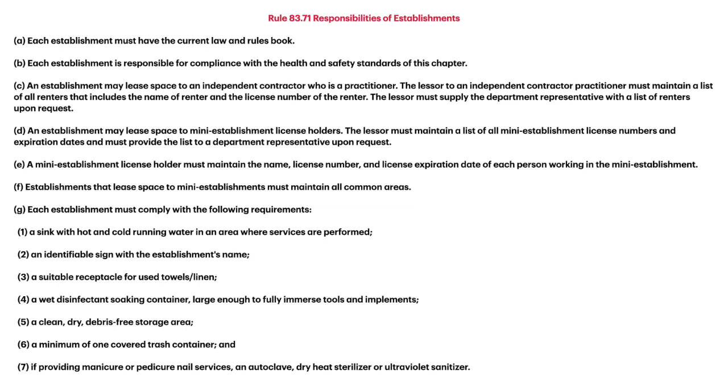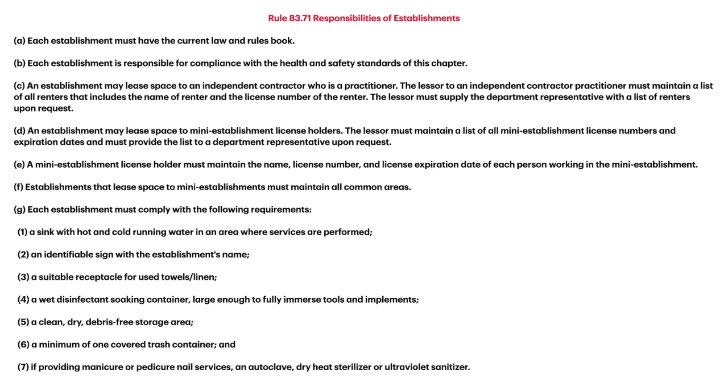Now let's discuss responsibilities of the establishment. A. Each establishment must have a current law and rule book. B. Each establishment is responsible for compliance with the health and safety standards of this chapter. C. An establishment may lease space to an independent contractor who is a practitioner.